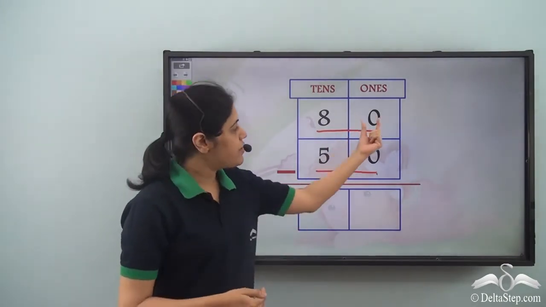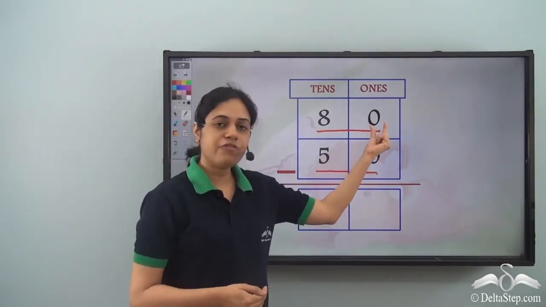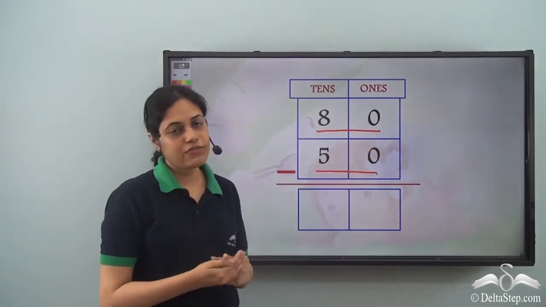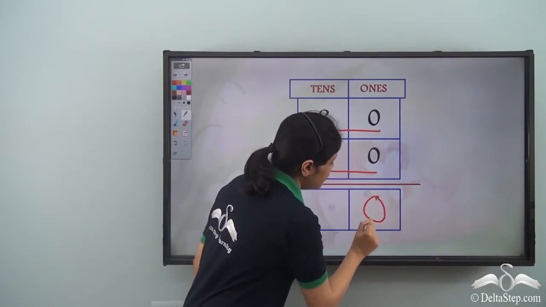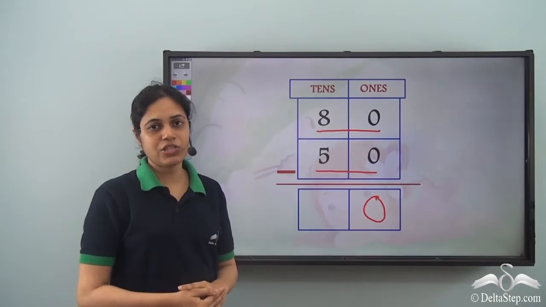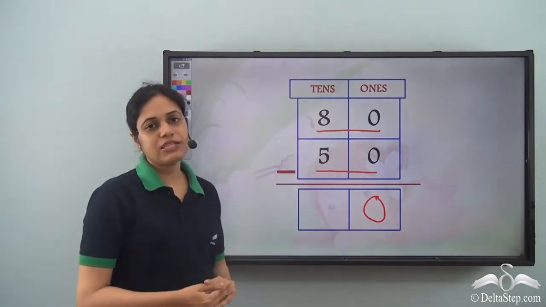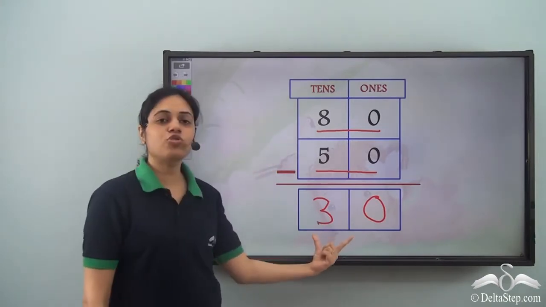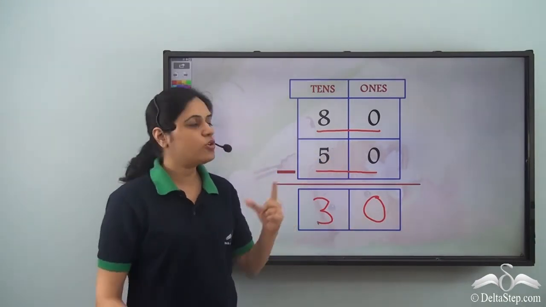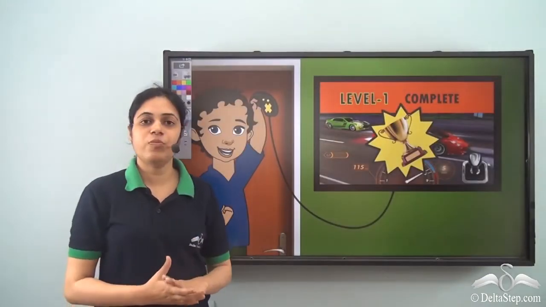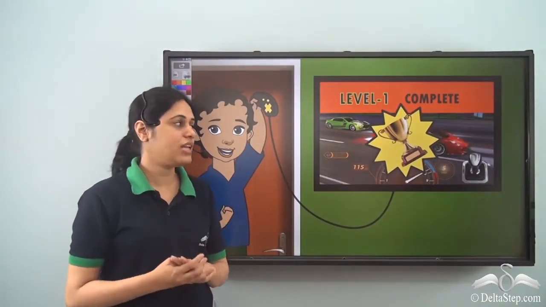Well, we first subtract the ones digit from the ones digit. 0 minus 0 gives us 0. So I have 0 in the ones digit, and then we subtract the tens digit. So 8 minus 5 gives us 3. So Rohan needs to score 30 more points to cross level 1. So Rohan indeed scored 30 more points and he crossed level 1.